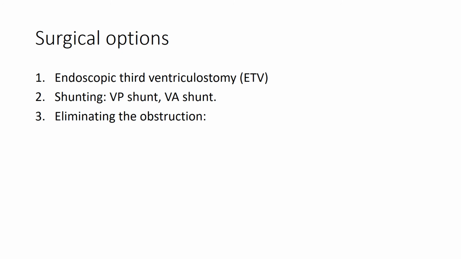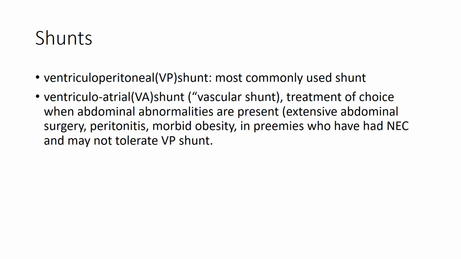Okay, good. So now we know about hydrocephalus. What are the common symptoms and signs? What are the causes now? How can we treat these patients? So we have three surgical options. The first one is called endoscopic third ventriculostomy, then shunting, and eliminating the obstruction. We'll go through them. So let's start with shunting.